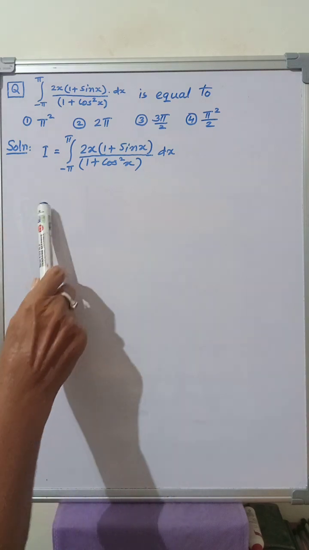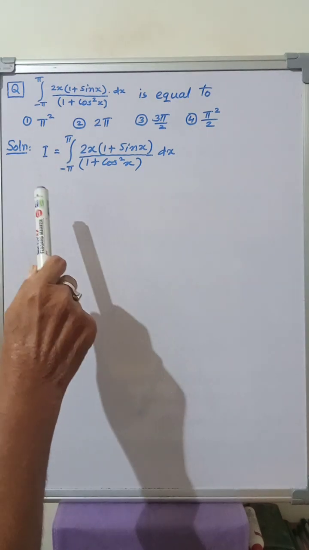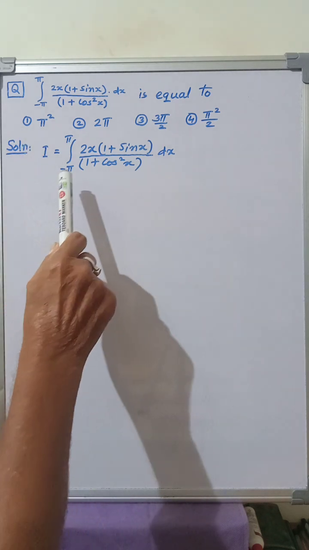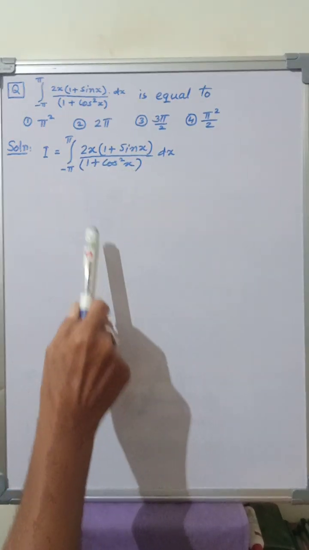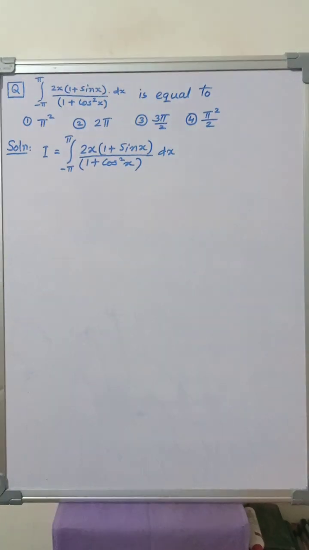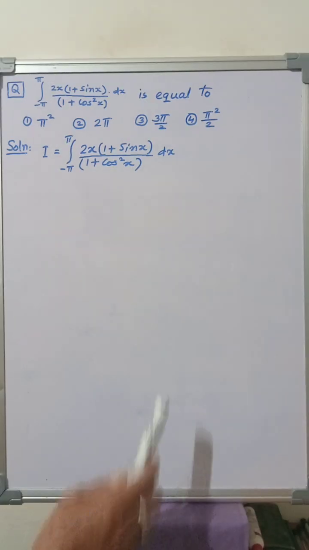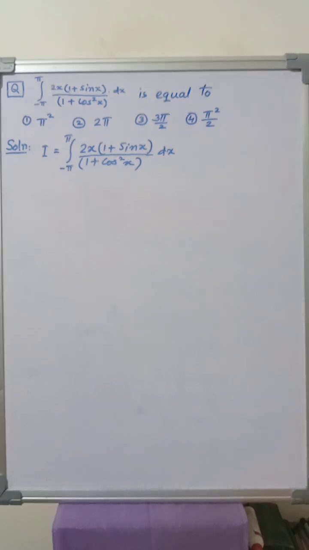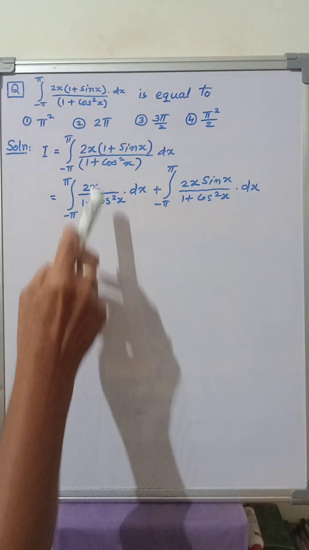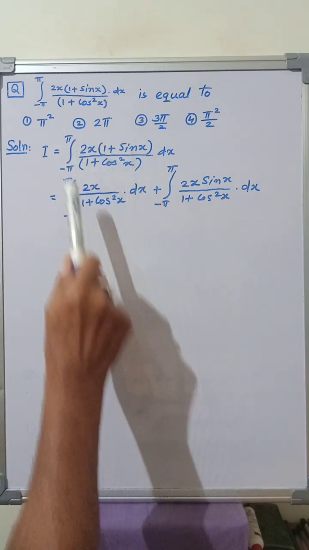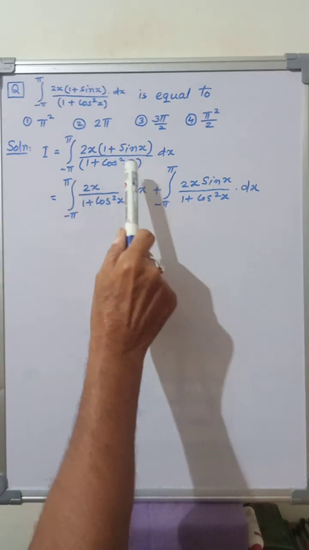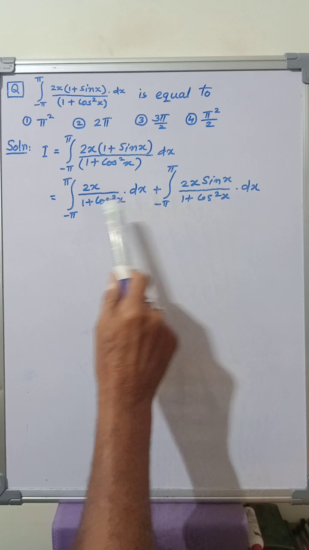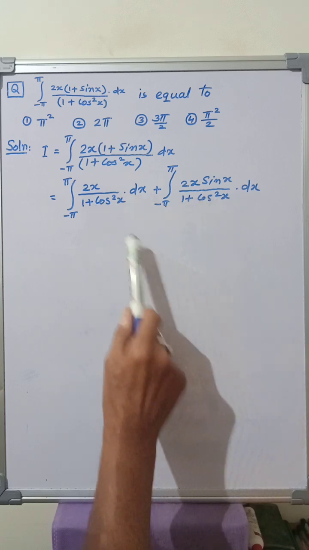The given integral is I is equal to integration between limits minus pi to pi of 2x into 1 plus sin x divided by 1 plus cos square x into dx. This can be written as the sum of two integrations as follows. That is, the numerator can be split into two parts: 2x into 1 is equal to 2x, and 2x into sin x. Here, in both cases we have got 1 plus cos square x into dx.